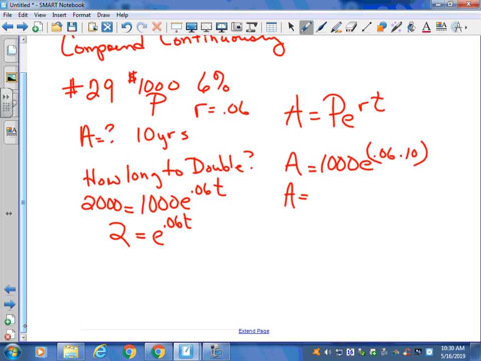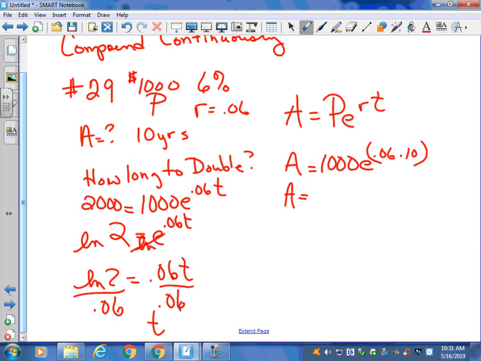Now, to solve that, you have to change it to an LN. So remember, when you do that, you're going to put LN on both sides. So that makes it LN of 2. The E and the LN cancel out, 0.06. And you're going to divide by 0.06 and get you a decimal for how many years it takes. Because years can be a decimal. We can have part of one.